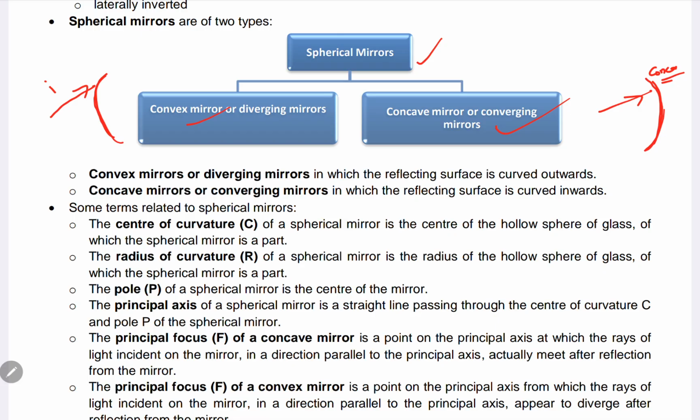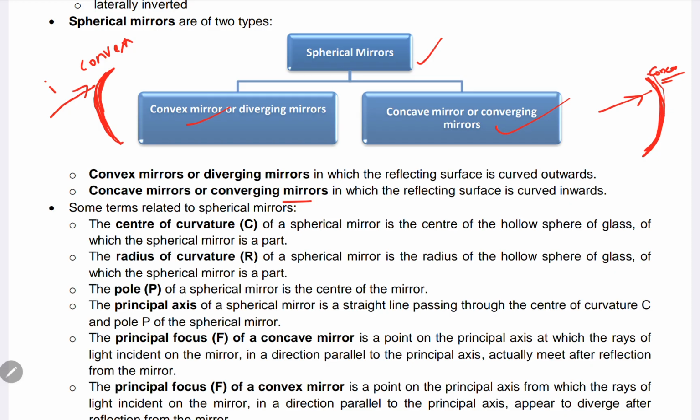If you observe, convex mirrors are diverging mirrors in which the reflecting surface is curved outward. So this is convex, it is curved outward. And concave mirrors are the converging mirrors in which the reflecting surface is curved inside.